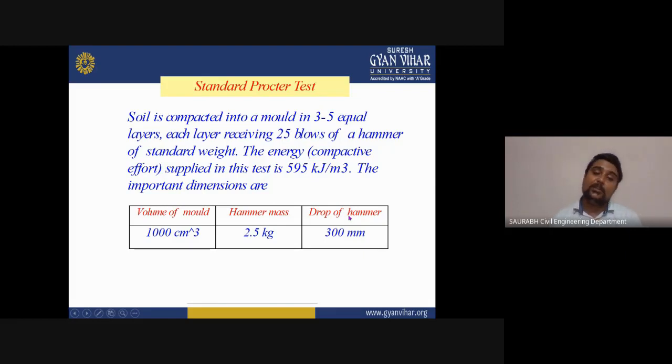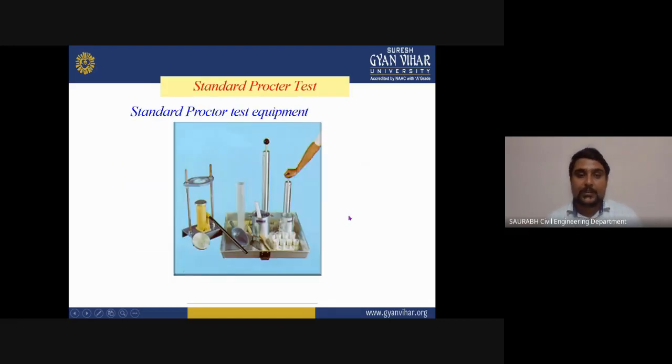What is the volume of the mold? If anybody asks you what the volume of the mold is, you can answer it. It is 1000 centimeter cube. And what is the mass of the hammer, which is given here? 2.5 kg, and the drop of the hammer will be from the 300 mm height.